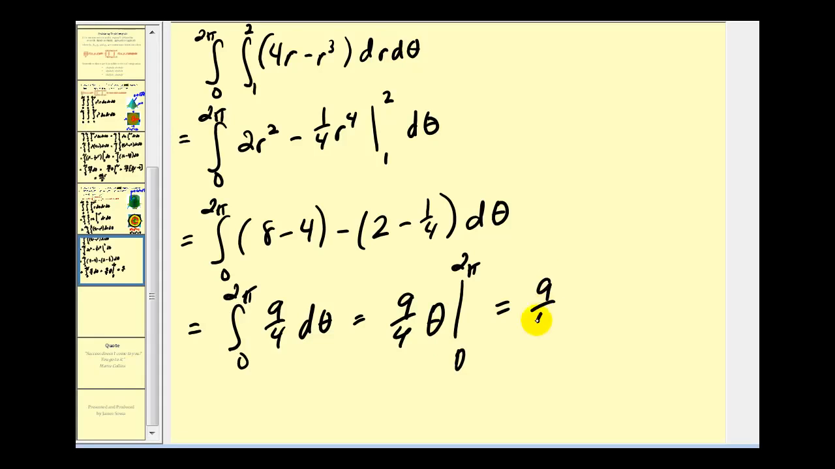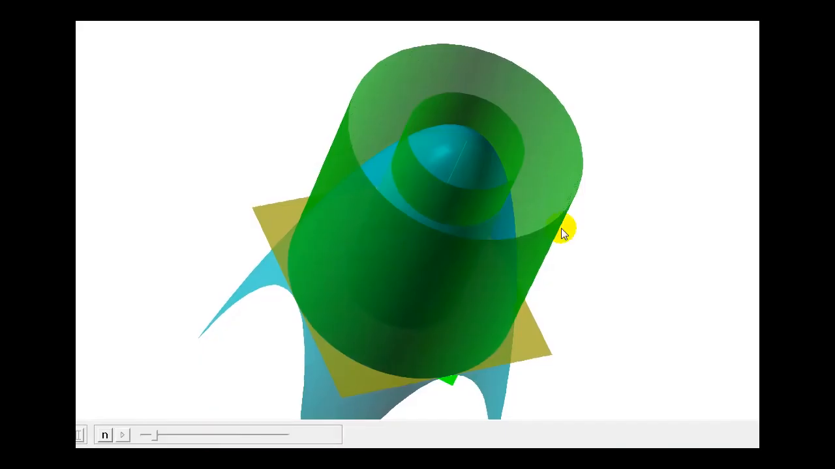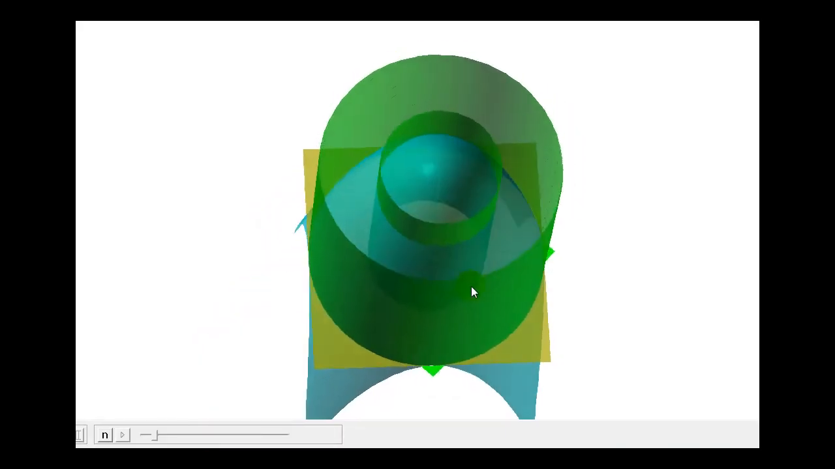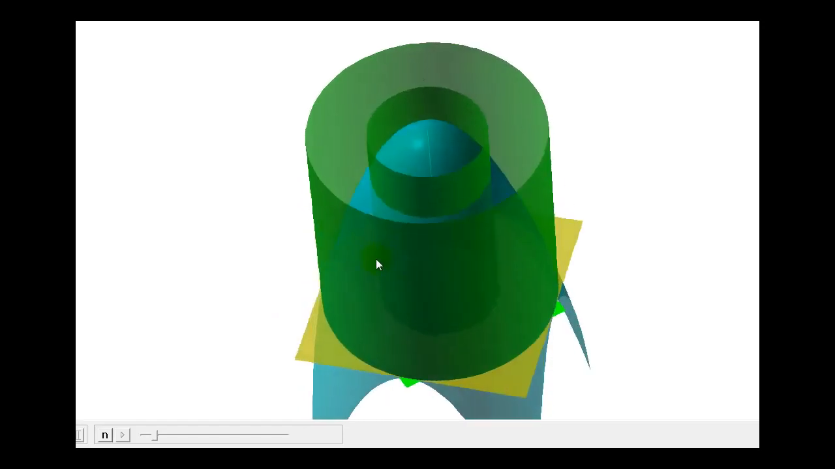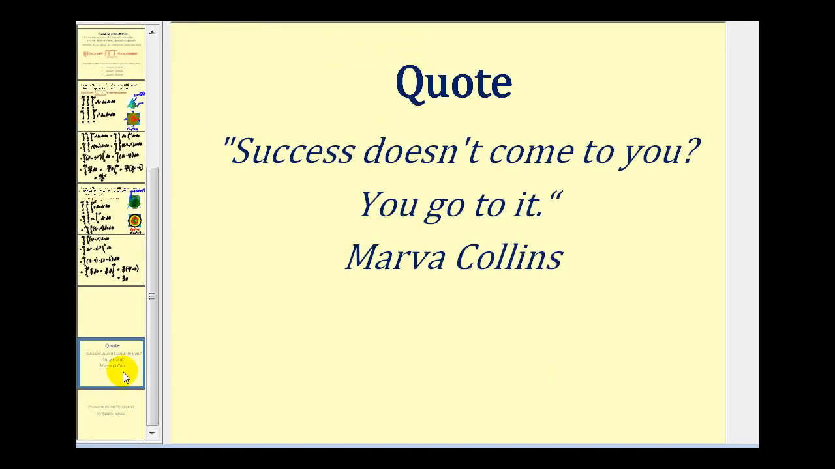So we'll have 9/4 times 2 pi minus 0. This will be 18/4 pi or 9/2 pi. And again, because f of x, y, z was equal to 1, this actually does give us the volume defined by the limits of integration. In the next video, we'll discuss more about determining volume using triple integrals. I hope this was helpful.